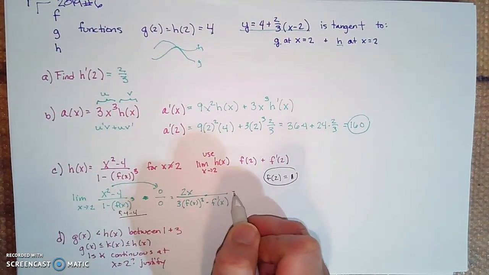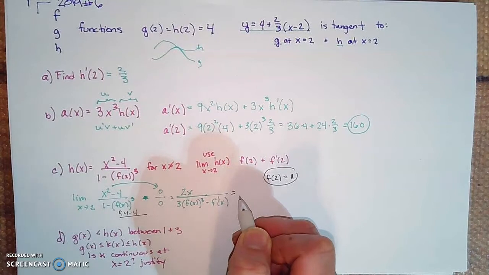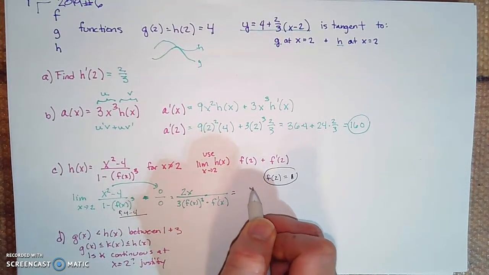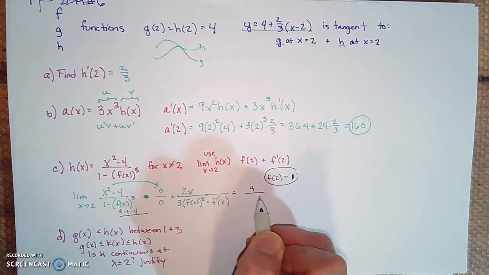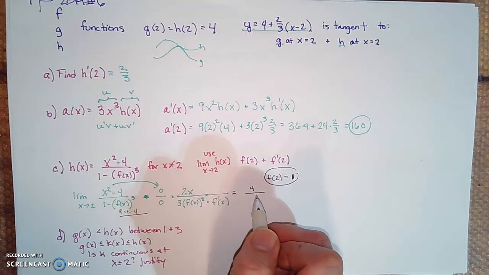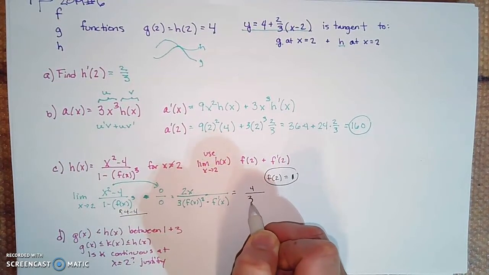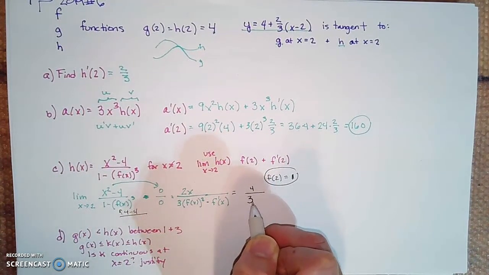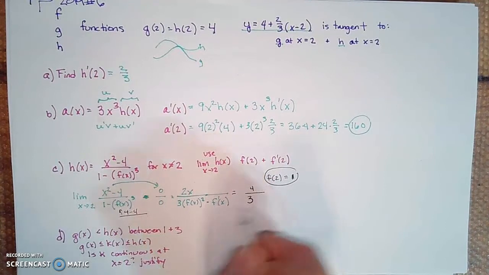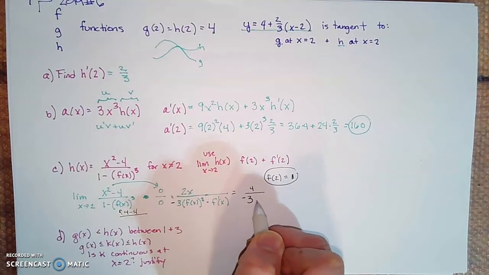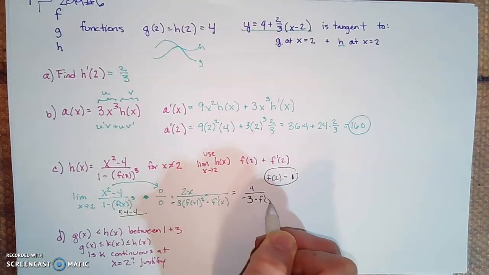Okay, so I'm going to fill in what I know to find the limit as x approaches 2. So that's going to be 2 times 2 on top, which is 4. I'm going to put 2 in the bottom, so it's going to be 3 times f of 2, which we know is 1, so it's going to be 3. Is there a negative sign on there? Did I miss a negative sign? Yeah, I missed a negative sign. Sorry about that. Negative 3 times f prime of x.